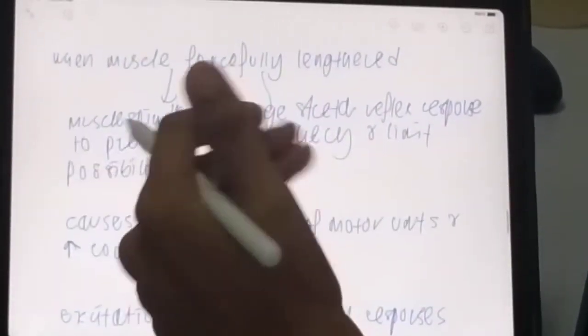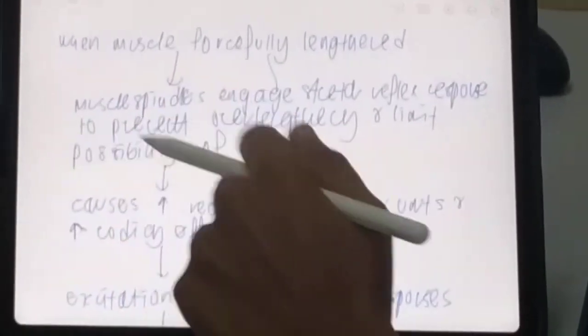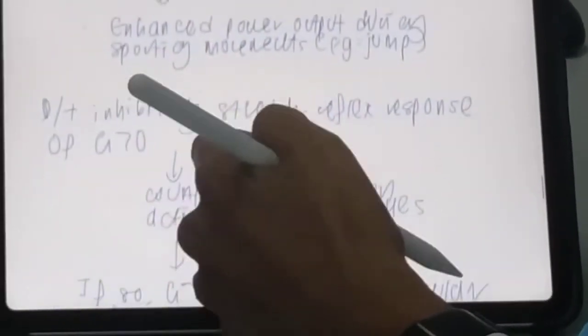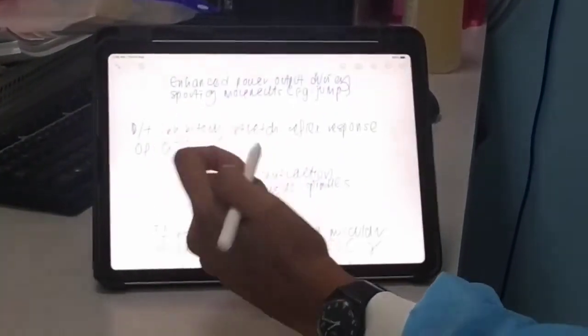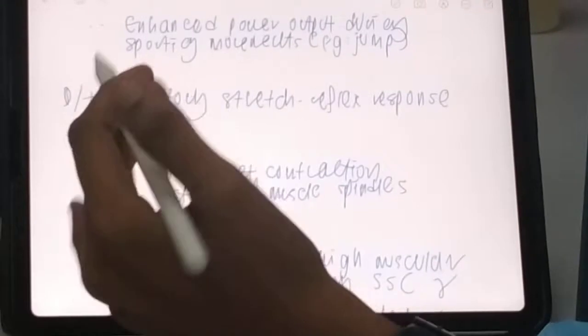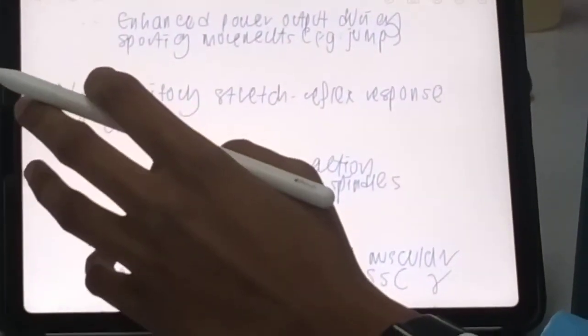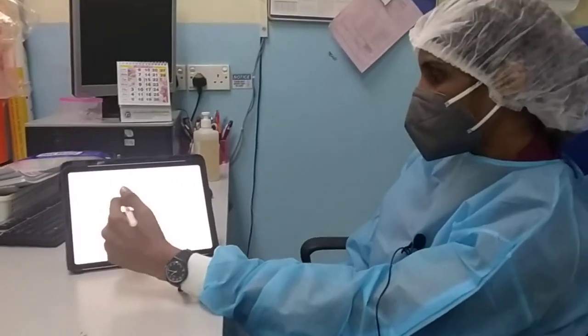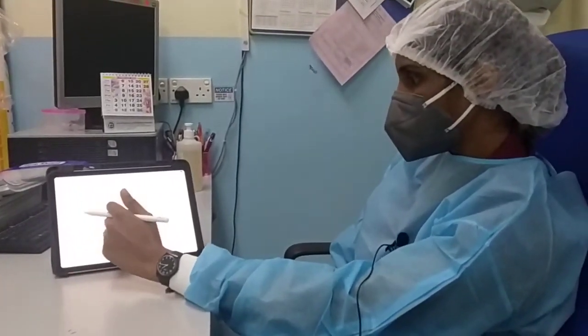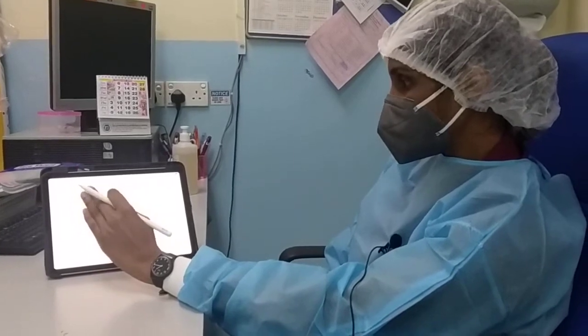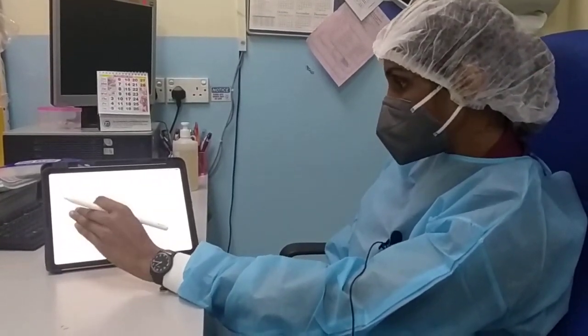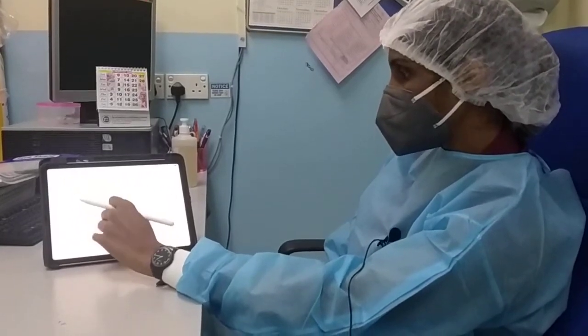Then it will increase the recruitment of motor units and increase the coding effect. Those neural responses are excited, causing the concentric force output to be increased, hence enhancing the power output during sporting movements. Due to the inhibitory stretch reflex response of the GTO, which I think I mentioned last week, if the muscle spindles contract, the GTO will inhibit the muscles. High muscular stiffness is needed during the SSC, so the GTO will reduce the concentric force output and the performance will drop as well.